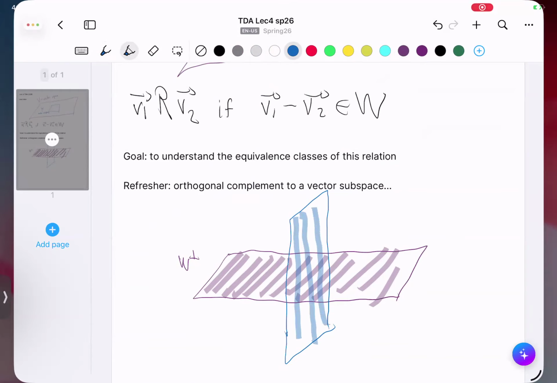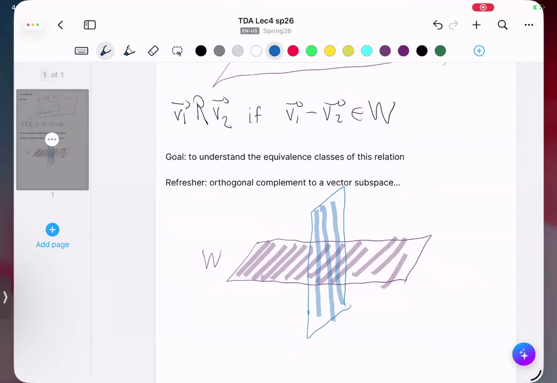Sorry, I should have called the purple one W. So if you think of W as being a subspace, W perp, which is sometimes how you refer to the orthogonal complement, just consists of all the vectors that are orthogonal to the vectors in W. Here I'm thinking that both of these live inside a larger vector space, which again I cannot draw too well.